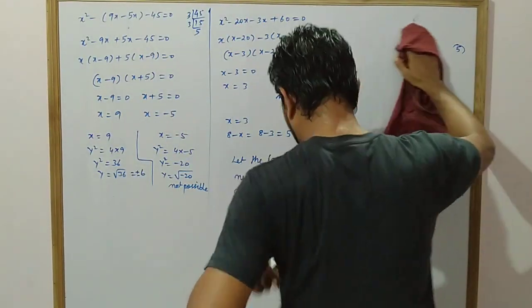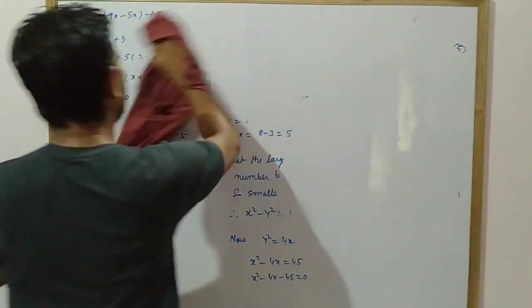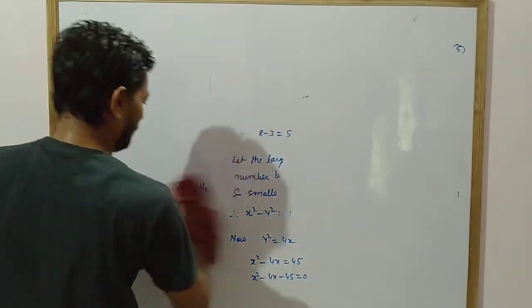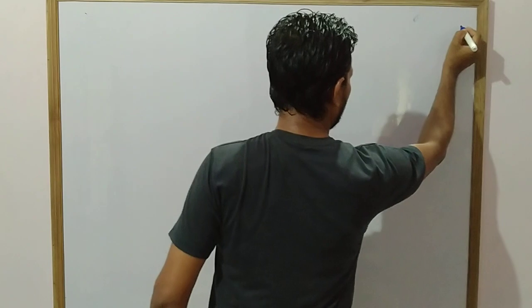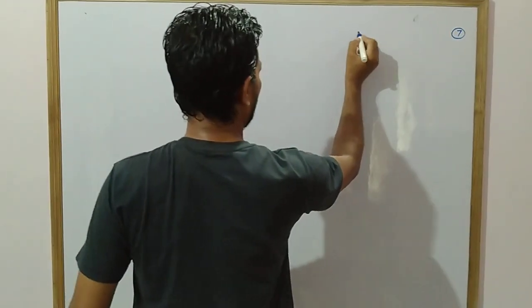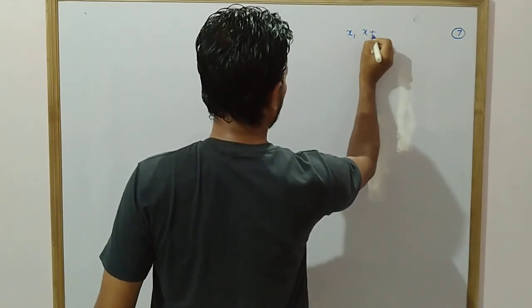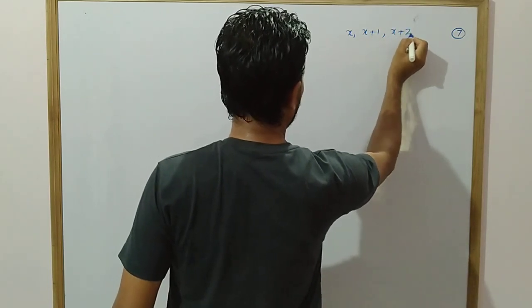Next we will come to question number 7. In question number 7 it is given that there are 3 consecutive positive integers such that the sum of the square of the first and the product of the other two is 154. There are 3 consecutive positive integers. So if one is x, the second one is x plus 1, and the third one will be x plus 2. For example, 3 consecutive positive integers are 3, 4 and 5.